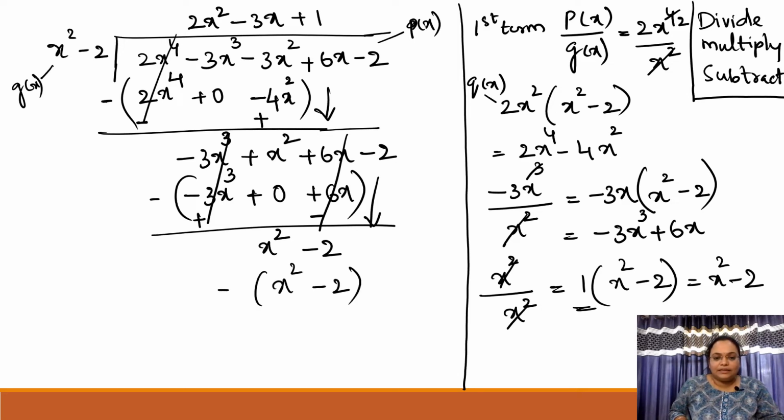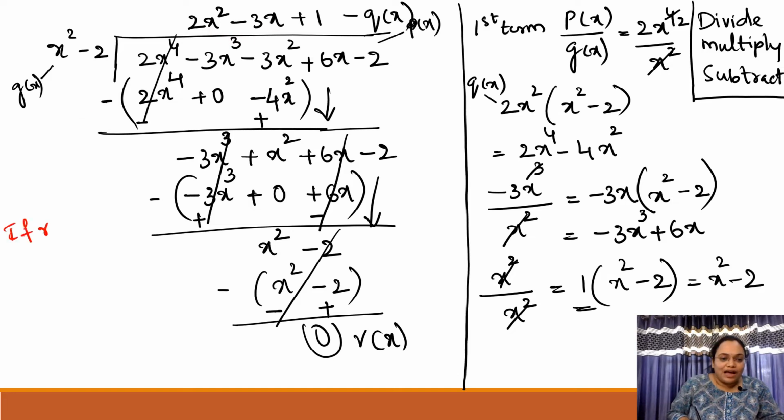If you subtract it, plus sign will become minus and minus sign will become plus. So both the terms will get cancelled. The remainder is 0. Correct? So the r of x which we have got is 0. This is your q of x. If r of x is equal to 0, q of x is the factor of p of x.